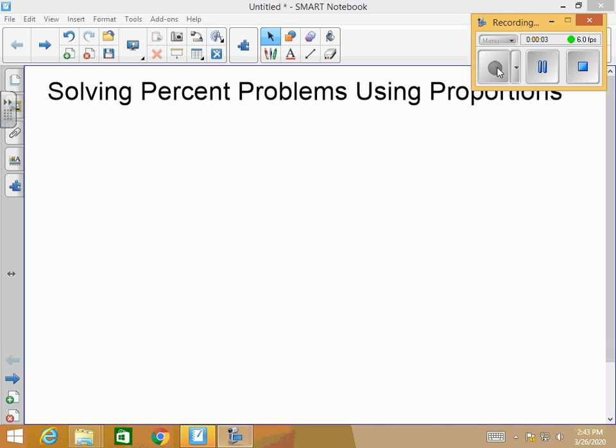Again, we're going to solve percent problems, but in this section we're going to use proportions in doing so. A lot of you that come from a technical or an agriculture or a technology background like to have an equation, plug things in, and go. Well, this is now your time.